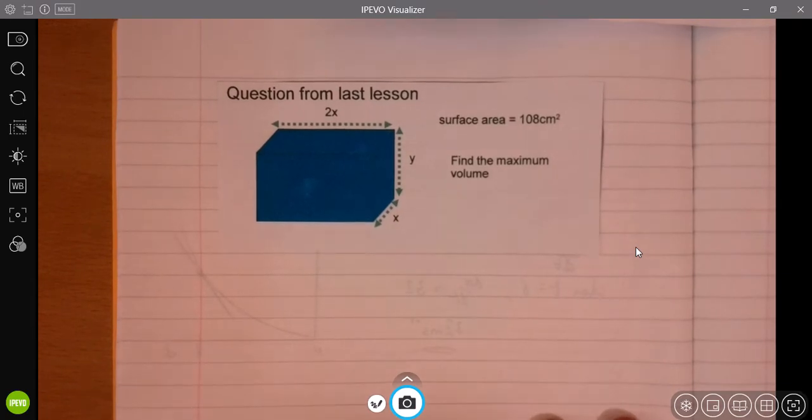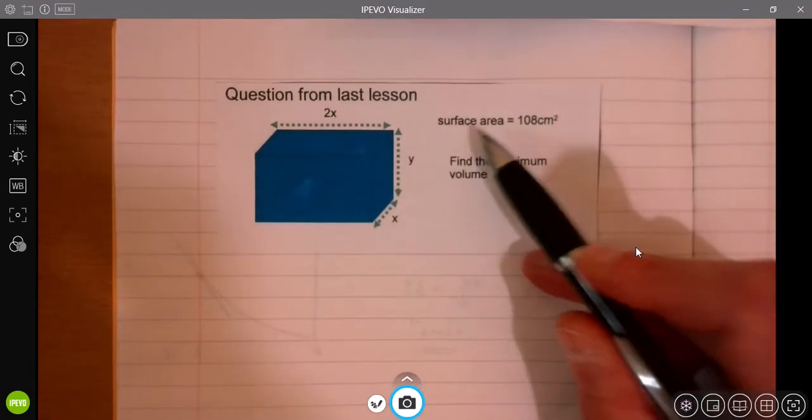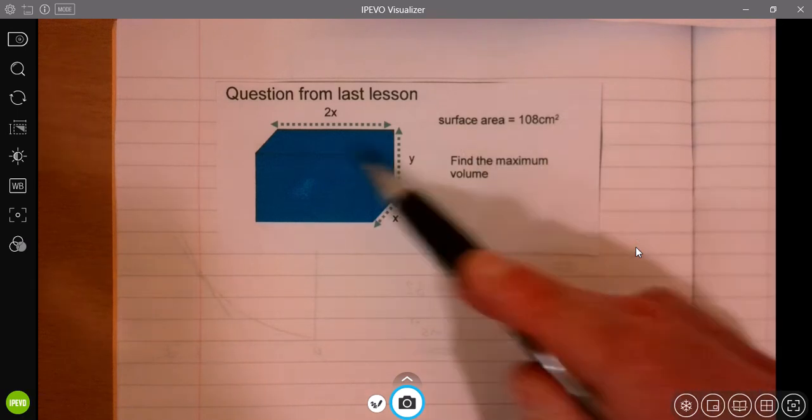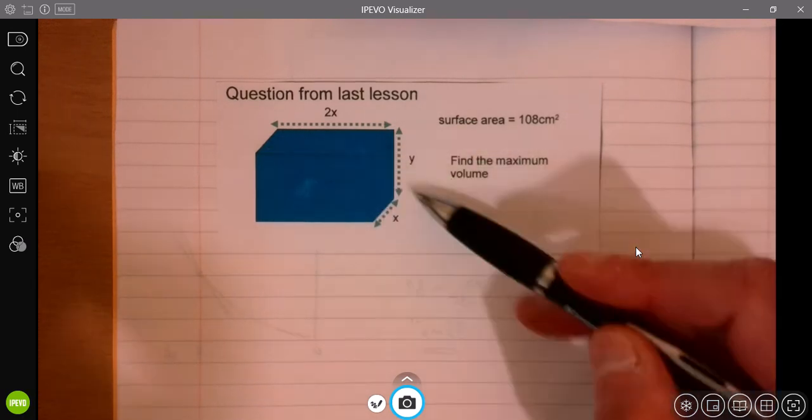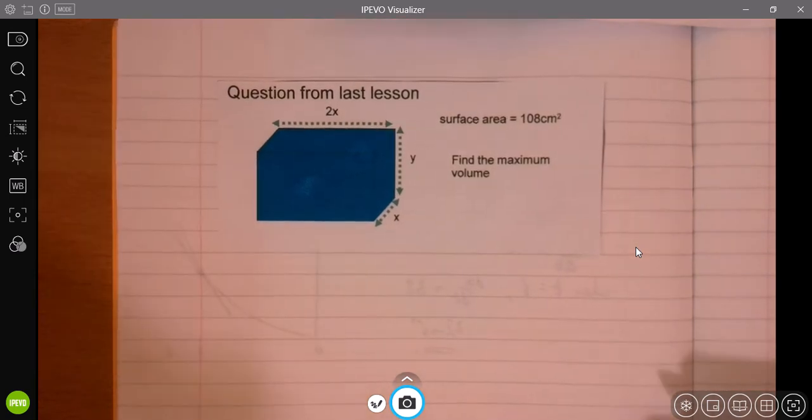Right, okay, here's a question from last time. We're told a little bit of information. We're told the surface area, and we've got these weird lengths, 2x, y, x, and it's asking us to work out the maximum volume. So let's just have the confidence to write down what we know.